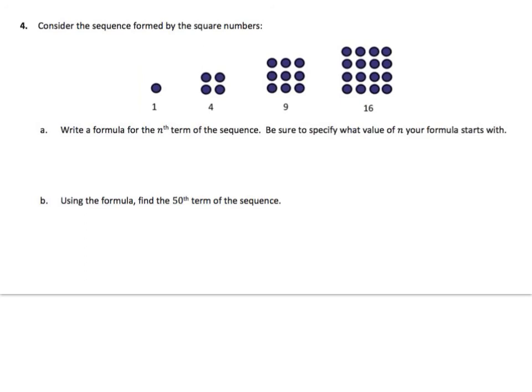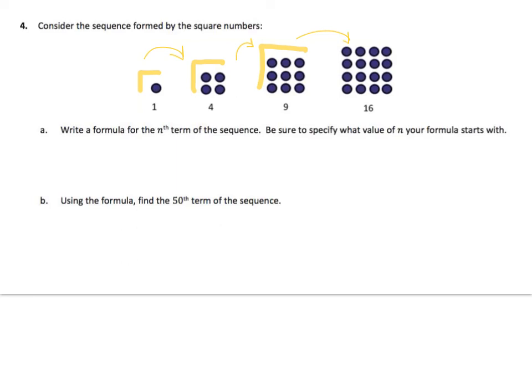Ooh, patterns. All right, square numbers. We've got 1, 4, 9, 16. If you notice, I add sort of a length and width to each one. That takes me to the next one.